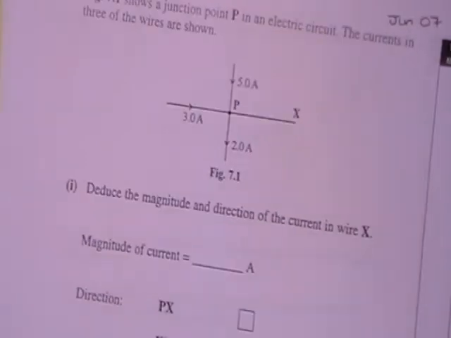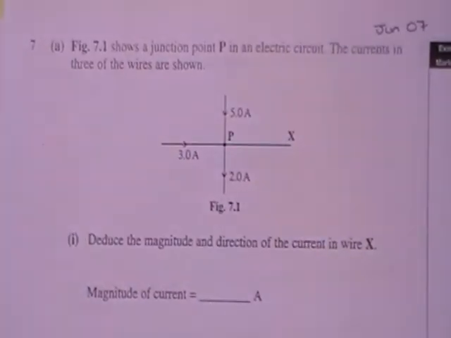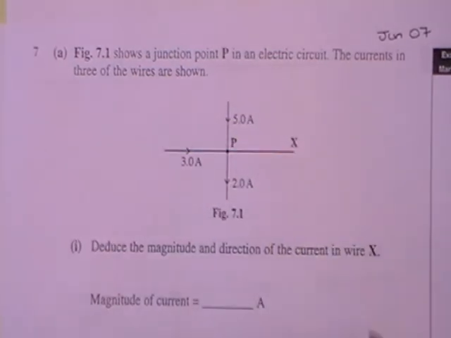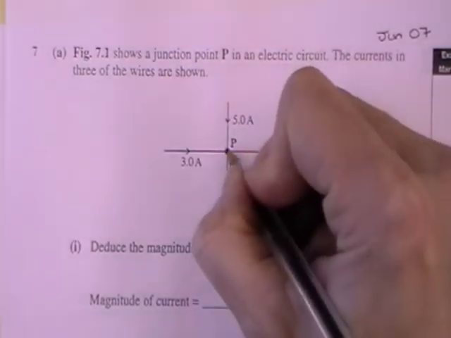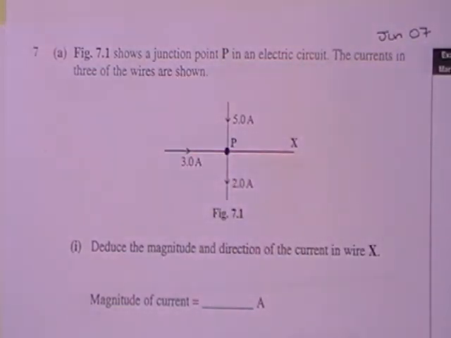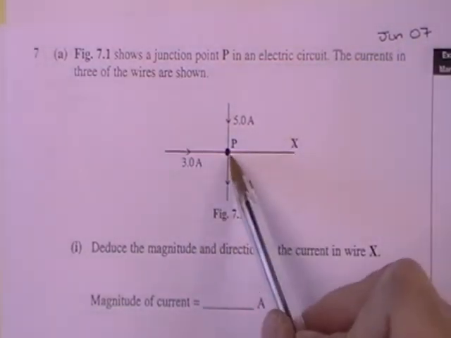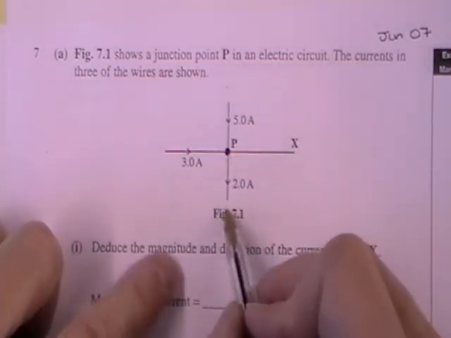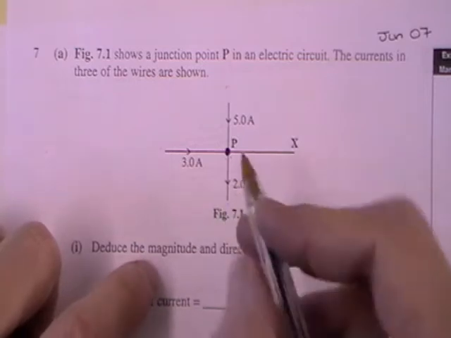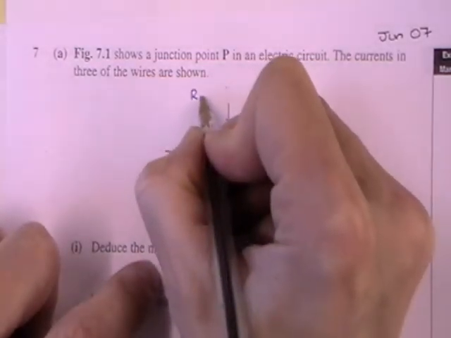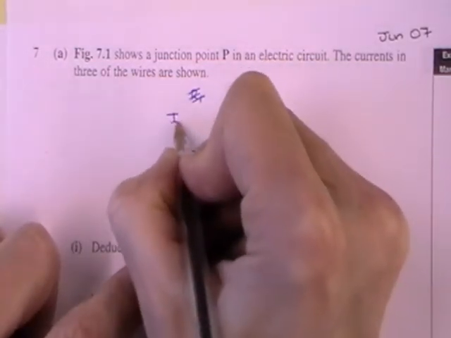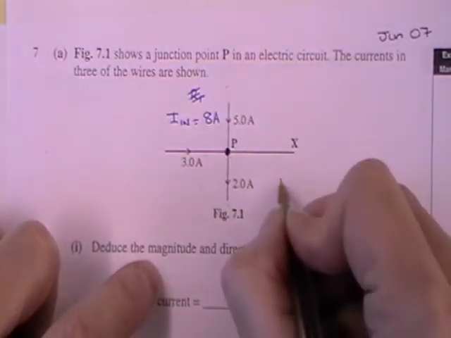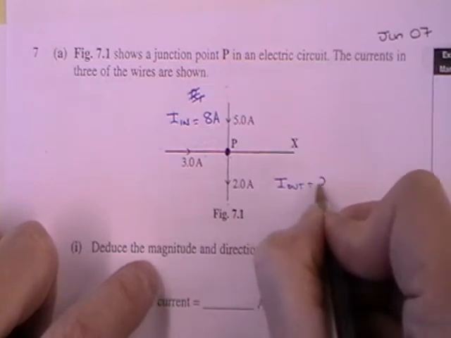So this is really an example of Kirchhoff's first law, where you are adding the total current going into a junction and making that equal to the total current coming out. So the junction we're interested in here is P, and we can see that we've got 5 and 3 coming in there, and this 2 is going out. So we've got a total I in is equal to 5 plus 3, which gives you 8 amps, and at the minute we only have 2 amps coming out.